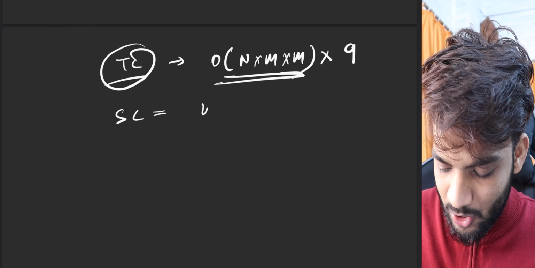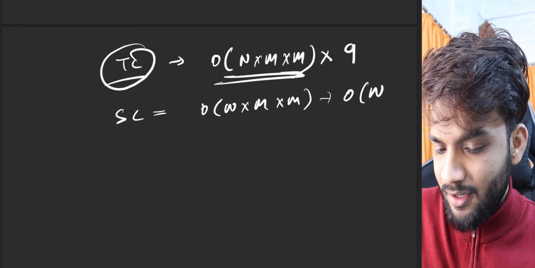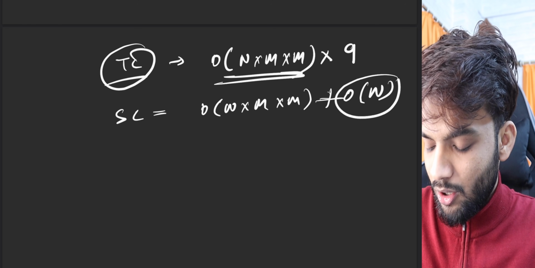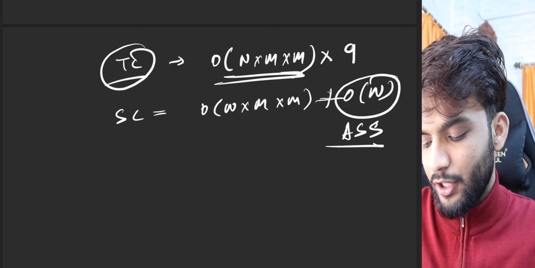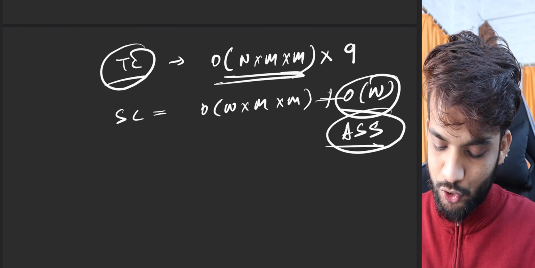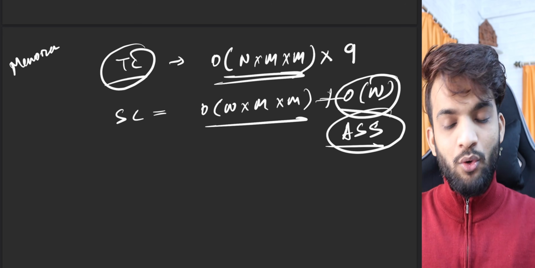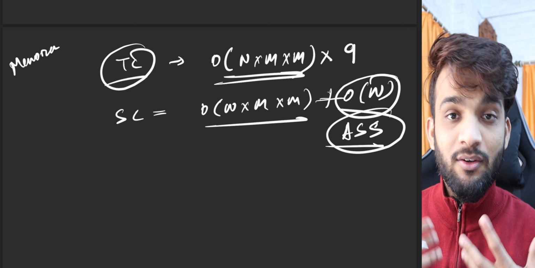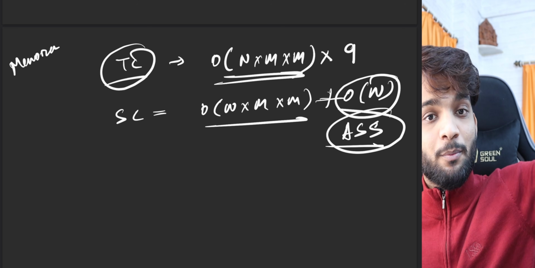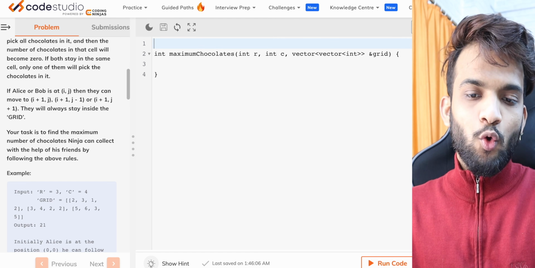Space complexity, we go of n into m for the DP array, and we go of n for the auxiliary stack space of the recursion. So that's what the memoization solution will be giving you. So let's code this so that this gets into your head completely, and then we will think of the tabulation and then of the space optimization. It's still a lot far away. So let me now try to code this off.